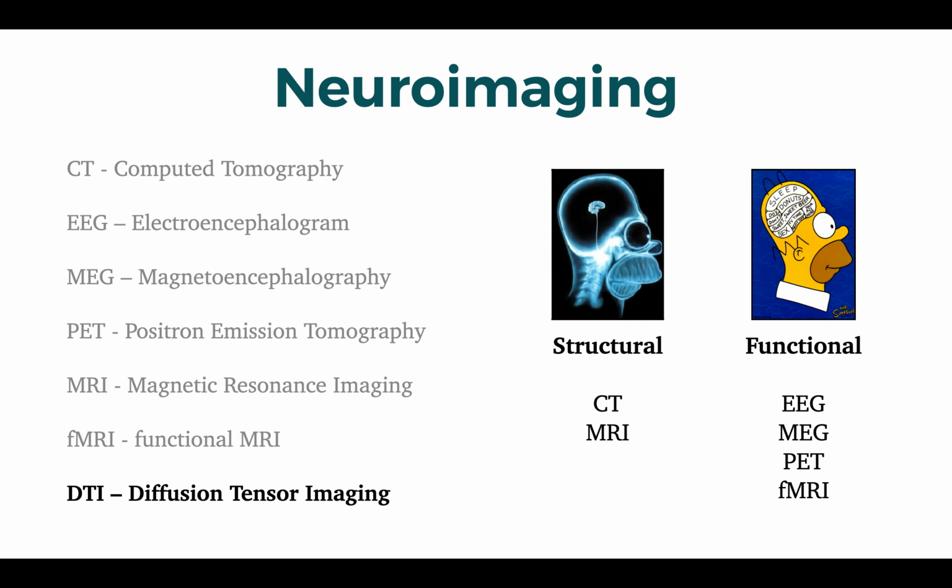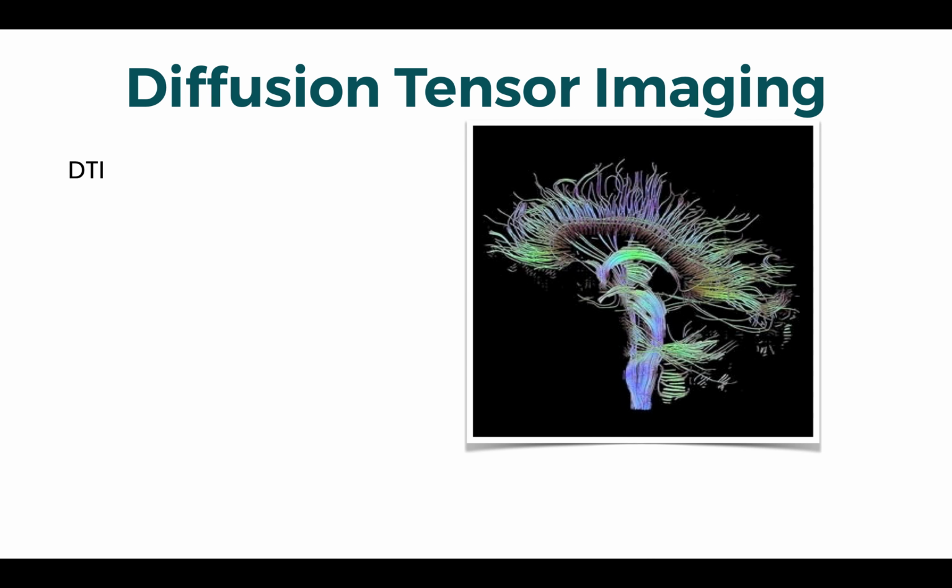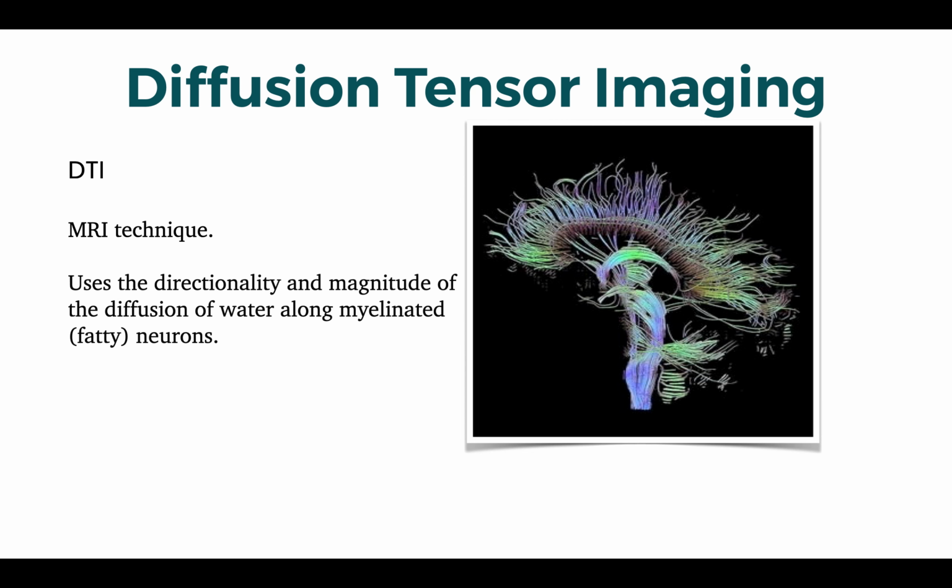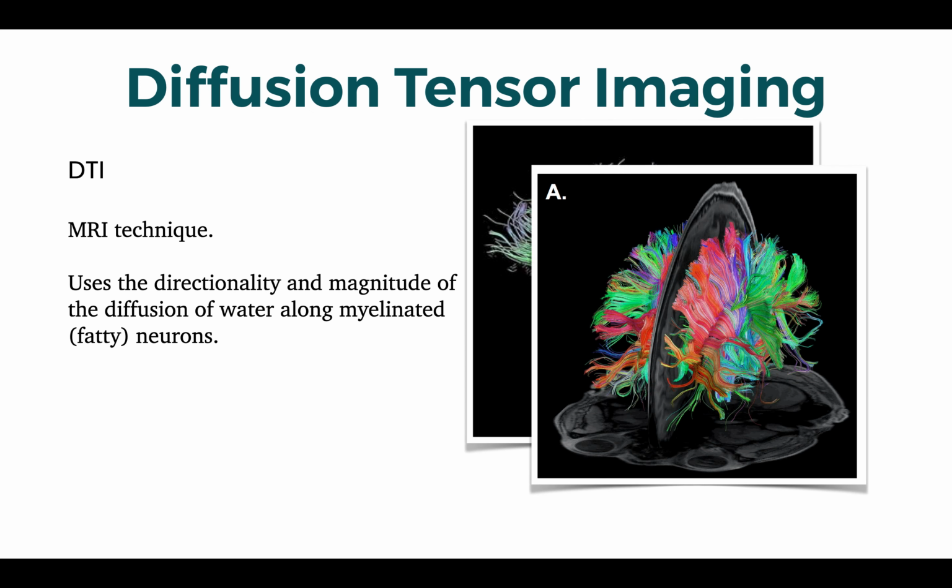Last one, diffusion tensor imaging. This is the technique that gets us these really cool pictures of the brain. It's an MRI technique, but like functional MRI, when we add in that oxygenated blood measure, what we're doing here is using directionality and magnitude of the diffusion of water along myelinated fatty neurons. Okay, that was a whole lot, right?